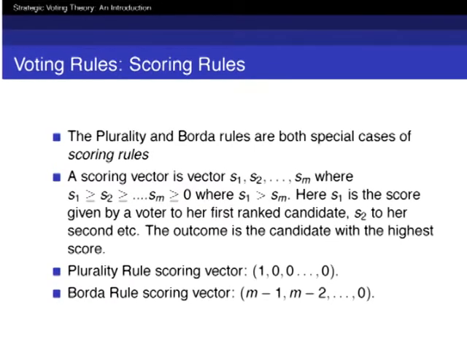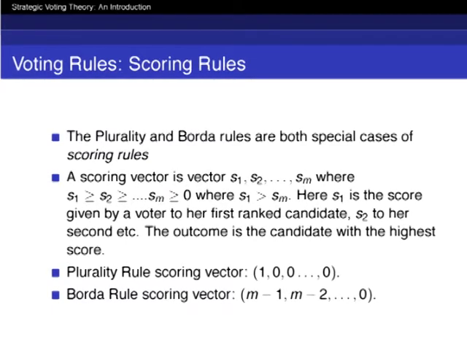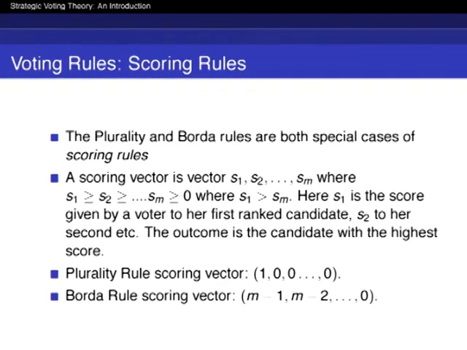You can easily see that the plurality and the Borda and so on are all special cases. The plurality is the scoring vector 1, 0, 0, 0. Borda is M minus 1, M minus 2, down to 0. There are others too. There are millions of others. There's something called the anti-plurality rule, which is 1 for everything except the last. You can choose your own voting rule.